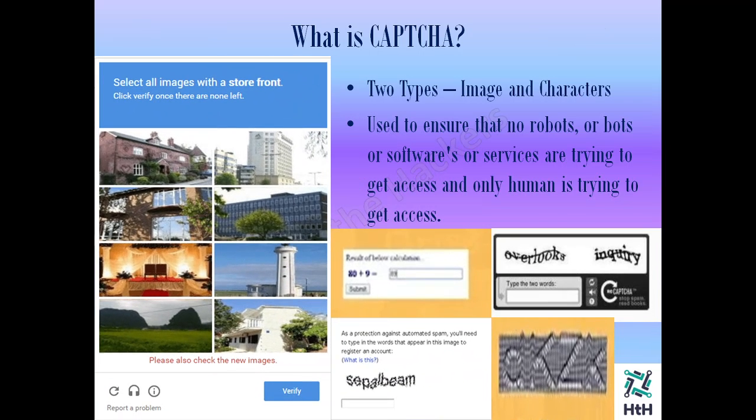So what is CAPTCHA? It is a computer program designed to prevent robots, bots or software from entering credentials in the authentication form. As shown in the figure, there are two types of CAPTCHAs, image and character-based CAPTCHAs.